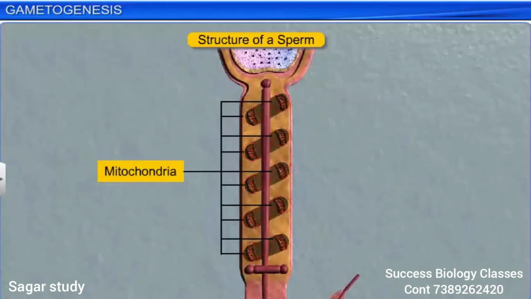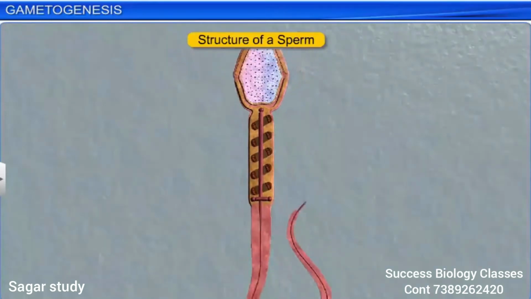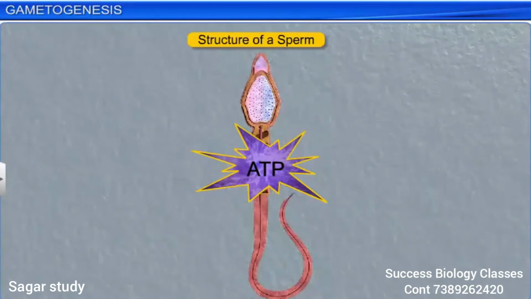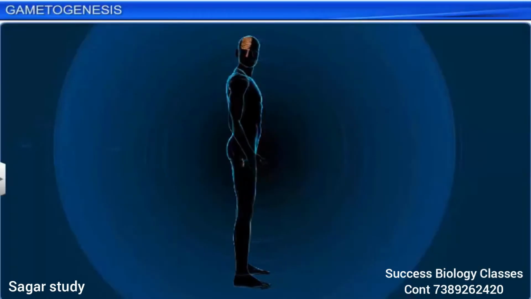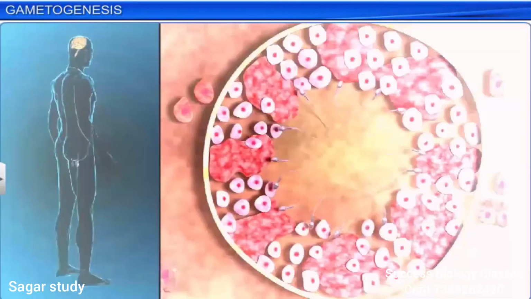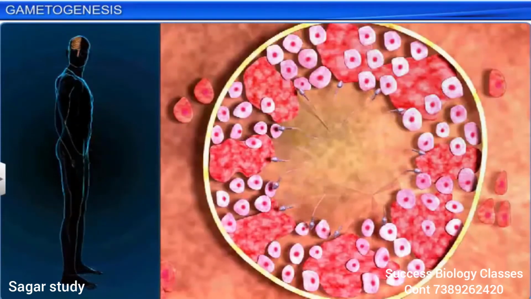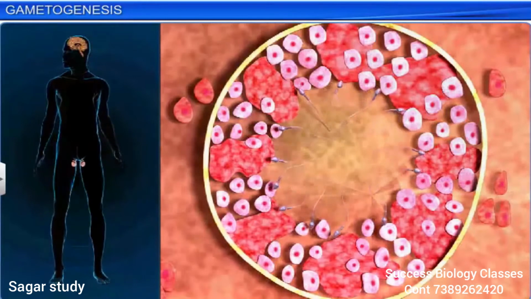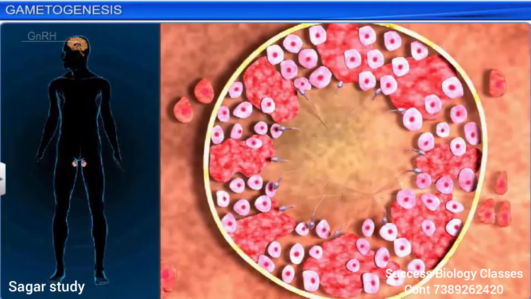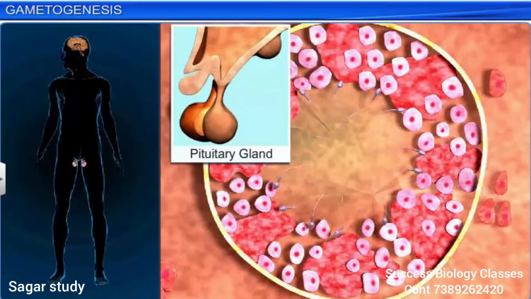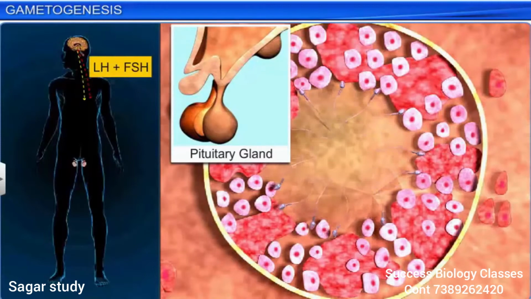These mitochondria break down glucose in the semen to produce ATP, an energy molecule that powers the movement of the sperm's tail. The formation of sperm is triggered when the hypothalamus secretes high levels of gonadotropin-releasing hormone, or GnRH. This GnRH acts on the anterior pituitary gland and stimulates the secretion of the luteinizing hormone, or LH, and follicle-stimulating hormone, or FSH.